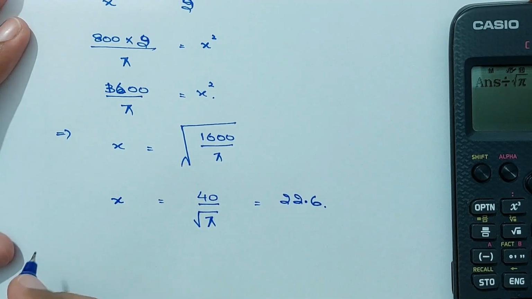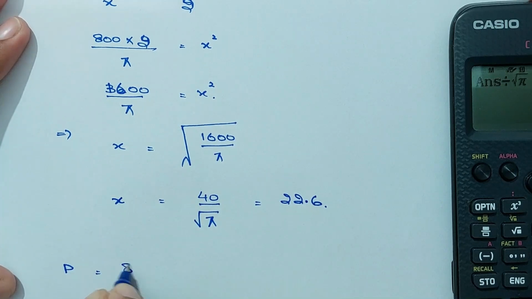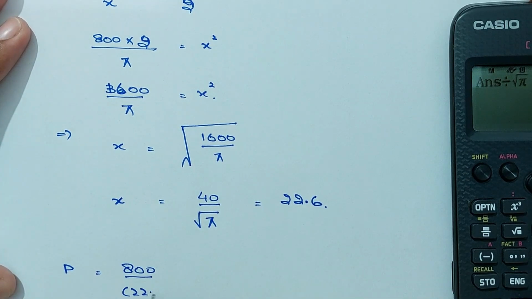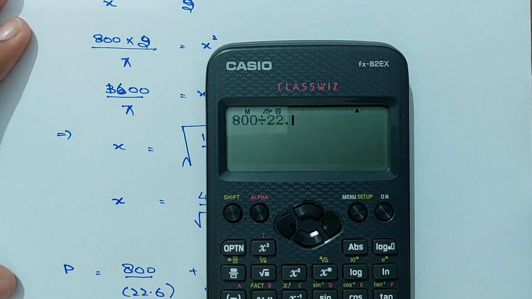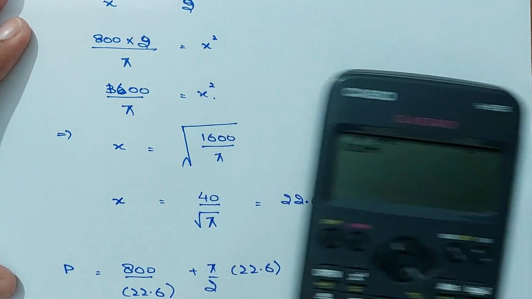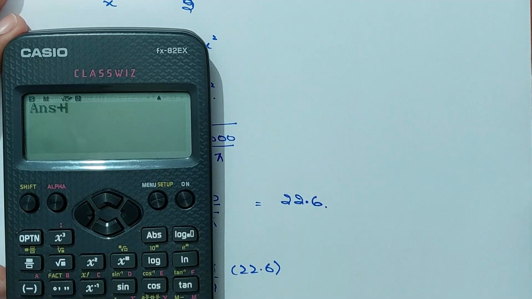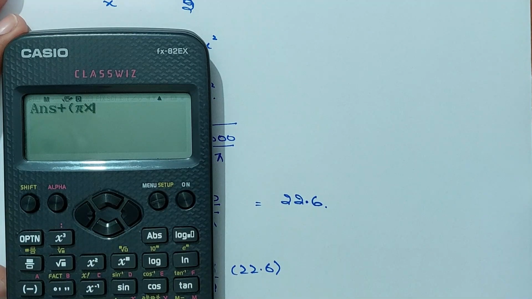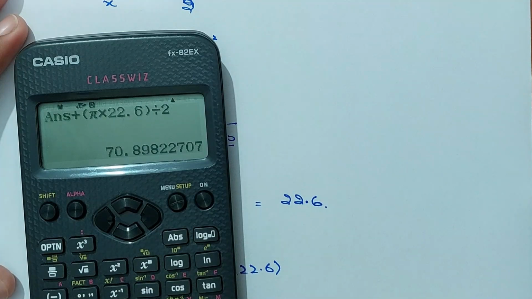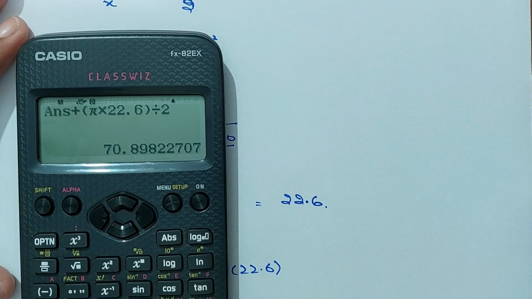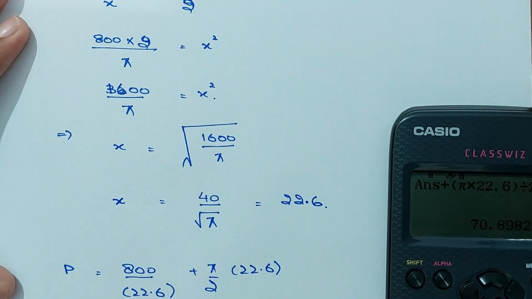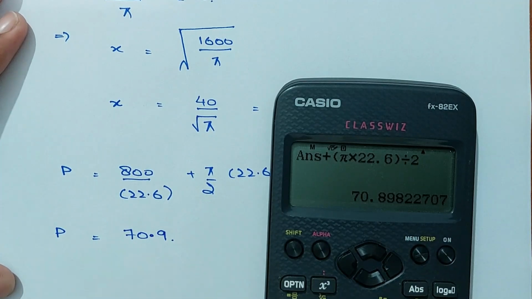Now let me find that minimum value. So in the perimeter we have 800 over x, which is 22.6, plus pi by 2 times x, which is 22.6. Let me simplify. 800 divided by 22.6 plus pi times 22.6 divided by 2. This is 70.89, or 70.9 we can say. So the minimum value of P is 70.9. That is the minimum value of P.